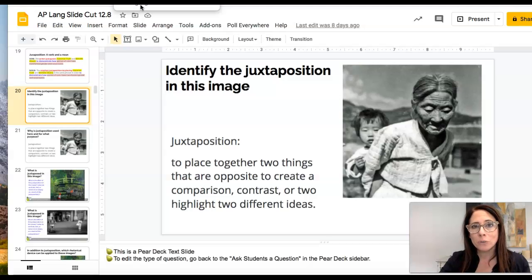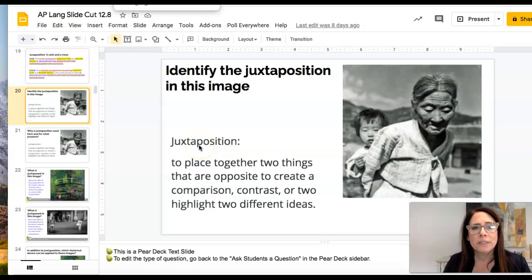Rhetorical device one is body paragraph one. Rhetorical device two is body paragraph two. Rhetorical device three, body paragraph three. You have your essay. So we need to go back and review all of our rhetorical devices. I'm going to start with juxtaposition. And I'm actually in a slide show that is dated December 8th. If you have this, I will also post it on Google Classroom.